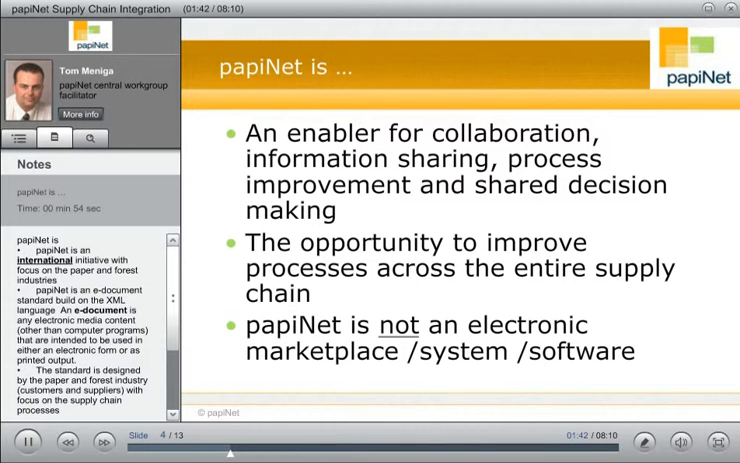papiNet is not a hub, a system, or a software. The standard is a vehicle for moving content via the internet from A to B, regardless of the sender-receiver process and systems. The standard is freely available to anyone.